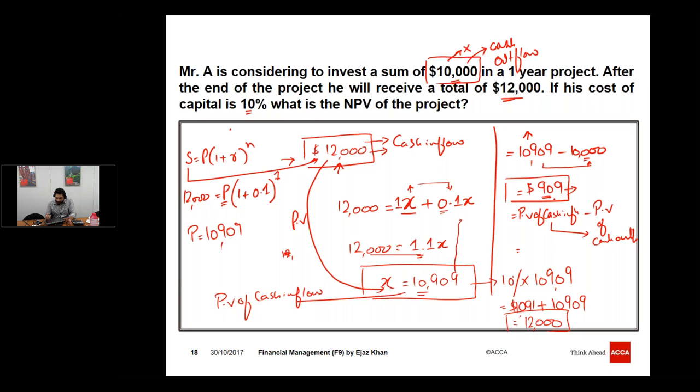And when we looked at this 909, which was positive, we decided to go for the project. So that should from now onwards be the decision rule, that whenever the net present value turns out to be positive, we should go for the project, and whenever it turns out to be negative, we should leave the project because it is requiring more investment than we should invest. Is it clear?